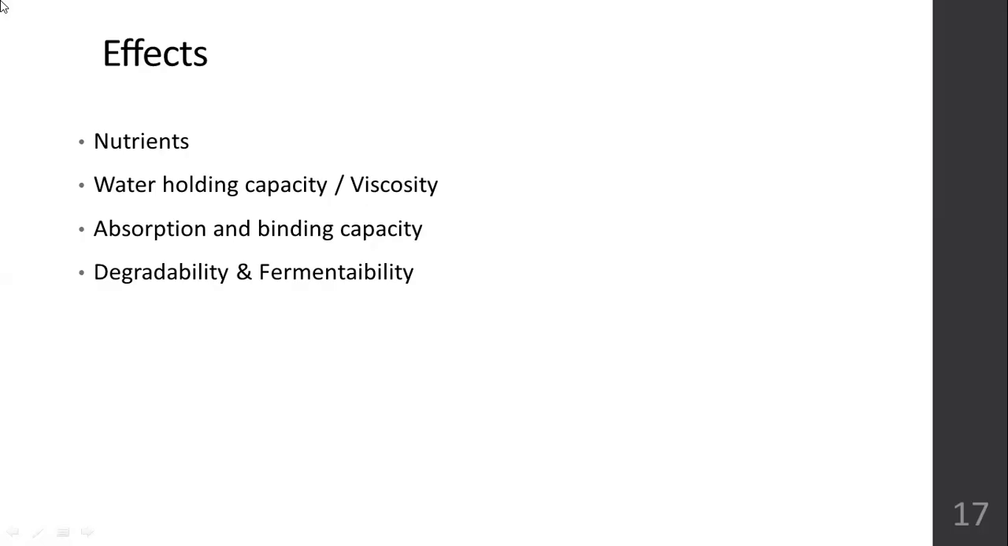Degradability and fermentability. Soluble dietary fiber, which converts into this gel, can prevent a lot of enzymes from breaking it down. That becomes the fermentable food for the microbiome. It undergoes fermentation, and because of this fermentation, the intestine becomes acidic in nature, which is good for certain mineral absorption like iron. Iron requires an acidic environment.